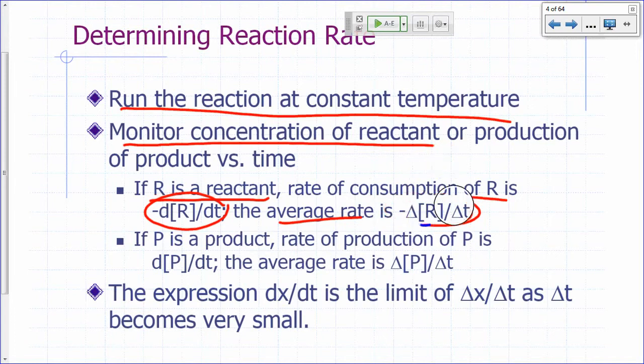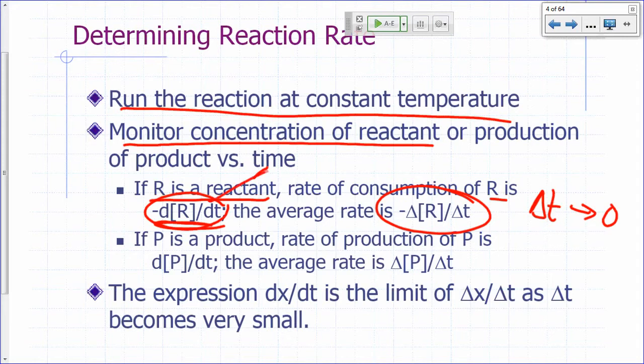Now, this derivative right here is just the limit of this expression if you're looking at a very small delta t, okay? So if you imagine a very small amount of time elapsing from a particular instant, this would be your instantaneous rate, like in your car. At that particular instant, how fast is the reaction going? So it's like instantaneous speed and average speed.